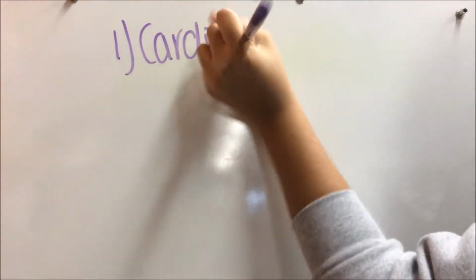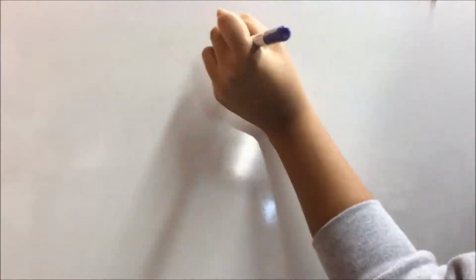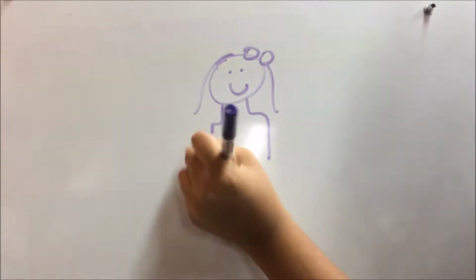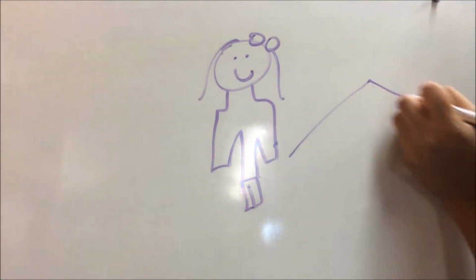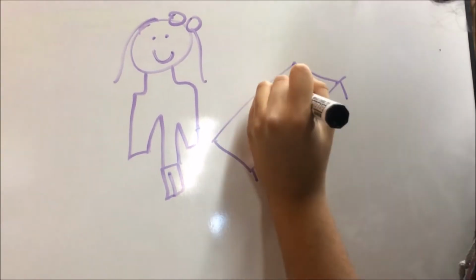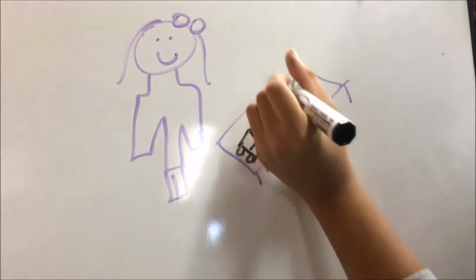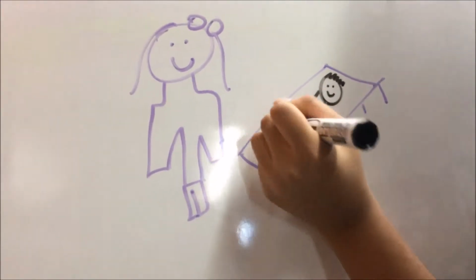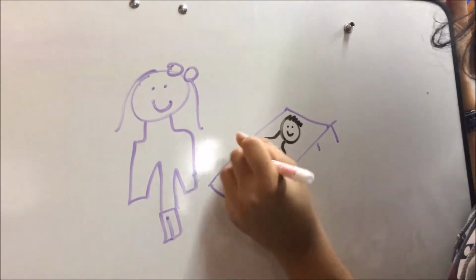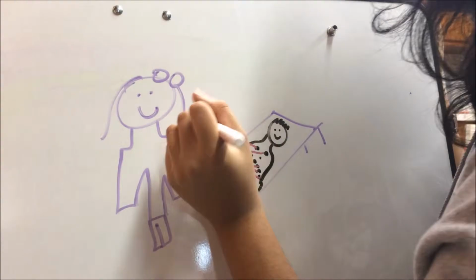First, we have the cardiographic technician. As we know, electrocardiograms or EKGs were developed by William Einthoven and are still used for this profession. Technicians assist the doctor in conducting these tests and many others. Electrodes are placed upon the patient's chest in an arrangement to measure the electrical activity of the heart.